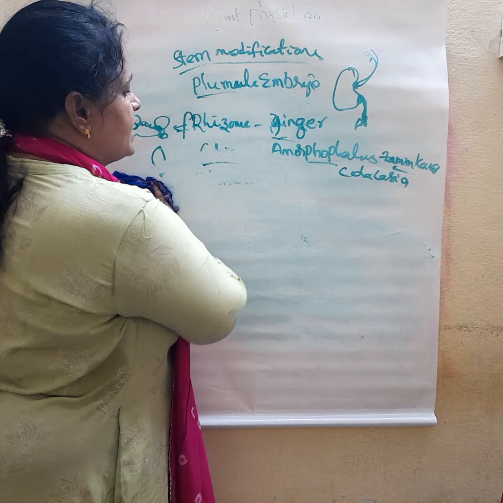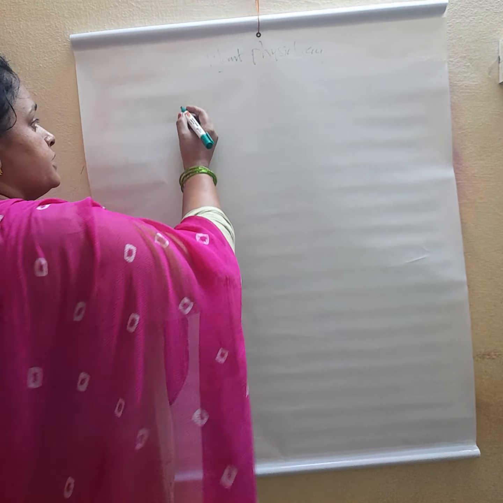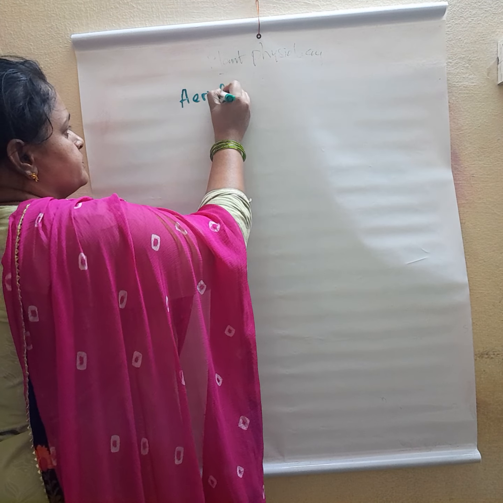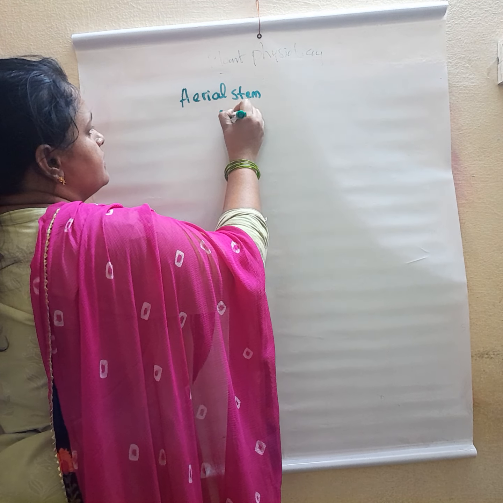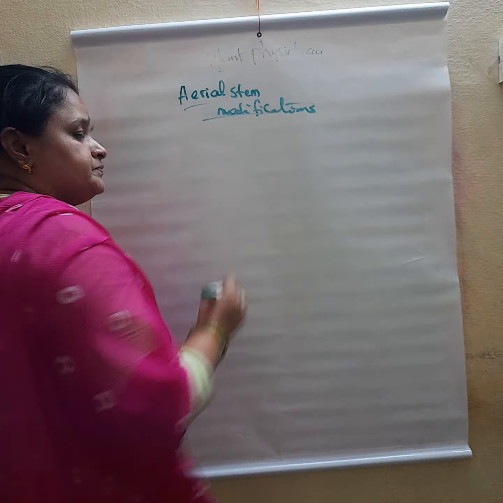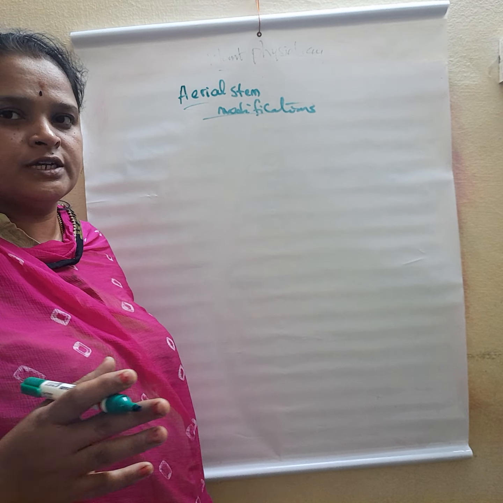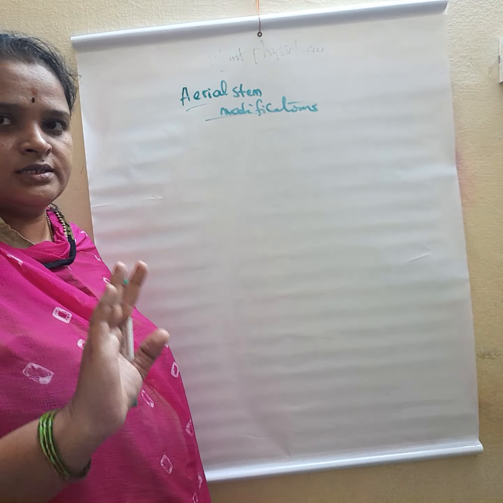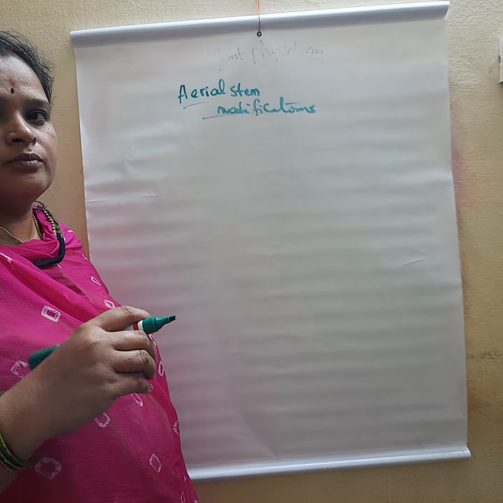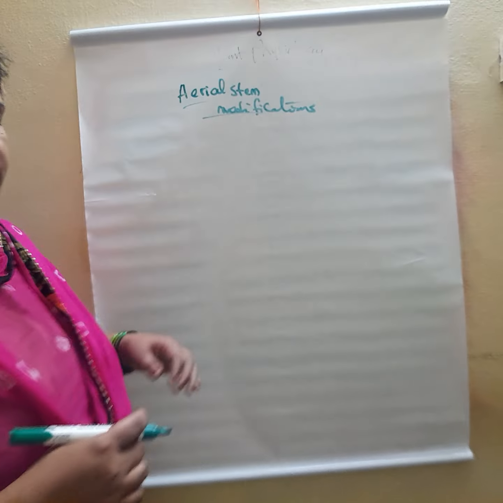Right, so these are underground stem modifications. So we are discussing aerial stem modifications now. Actually, aerial stem modifications means a normally growing stem without any modification. If a normal stem is growing, right, that is called aerial. If it is performing some light modifications, okay, that is called aerial stem modifications.